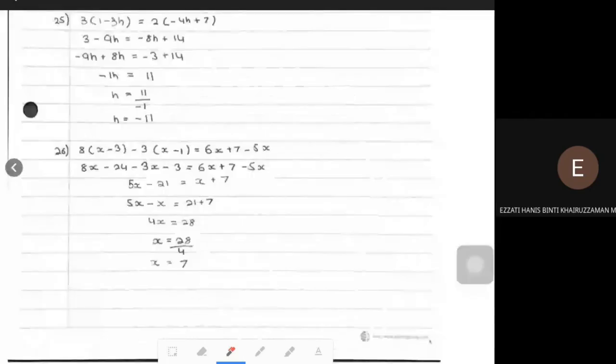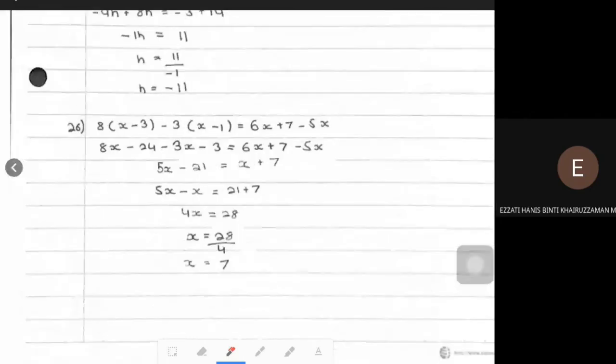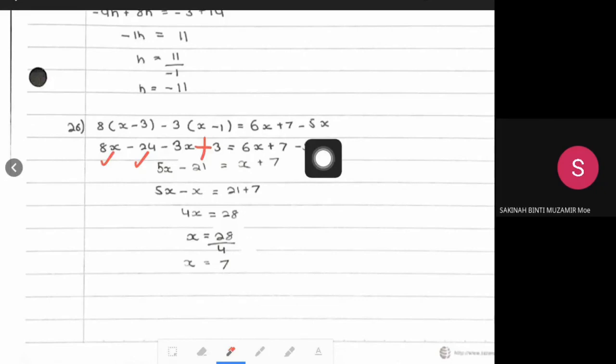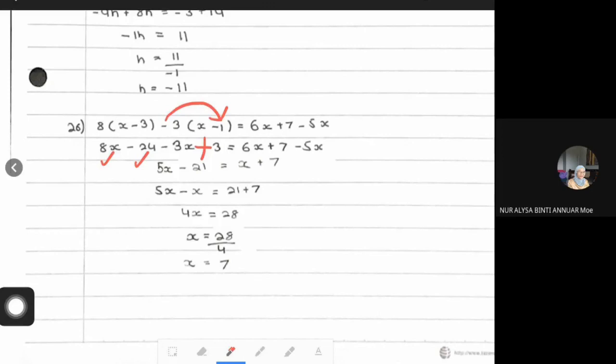Alright, let us see how she did this. Okay, there are 2 brackets. So, she opens them, expands them. Okay, correct. Then, okay, what is wrong here? There is a mistake. Can anybody point out the mistake? Plus 3. Yeah, it should be plus 3 here. Because this one, minus 3 multiply negative 1, so it becomes plus 3.